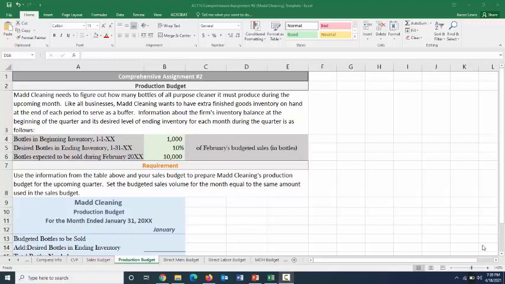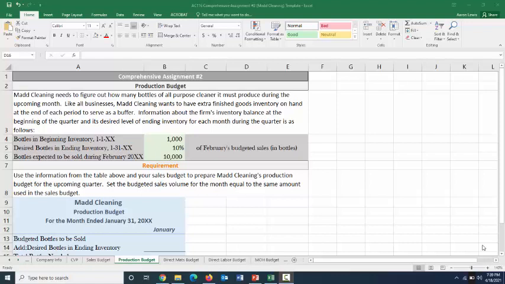Just because Mad Cleaning has determined that they want to sell 10,000 bottles of all-purpose cleaner during the month of January 20XX doesn't mean that's the exact number they have to produce. Why is that? Well, companies usually begin each period with a certain level of inventory on hand when the period begins, and they want to have a certain level on hand when the next period ends. You don't want to make exactly the number of units you propose to sell, because what happens if there's more demand than you thought there was going to be? You don't have the units made to sell, so it gives you that buffer in case you go over.